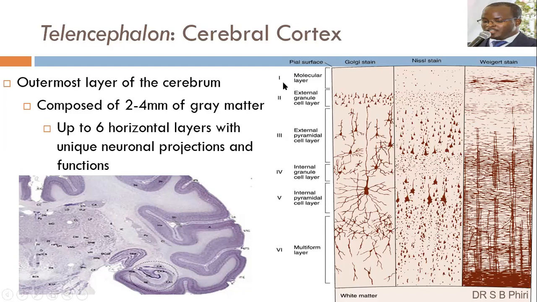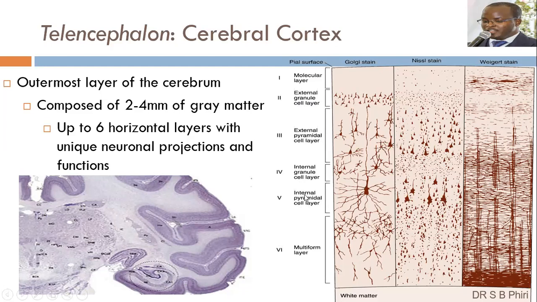The first layer is called the molecular layer. Second layer, external granule cell layer, or external granular cell layer if you want. The third layer is called the external pyramidal cell layer. Then the fourth layer is called the internal granule cell layer, or the internal granular cell layer if you want. Then the fifth layer is called the internal pyramidal cell layer.